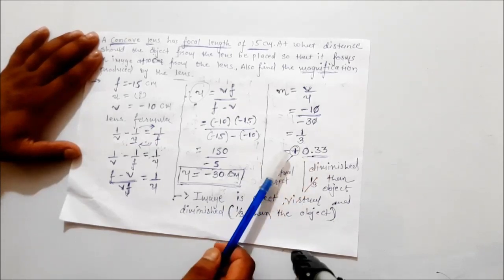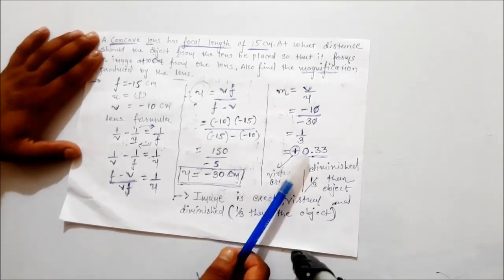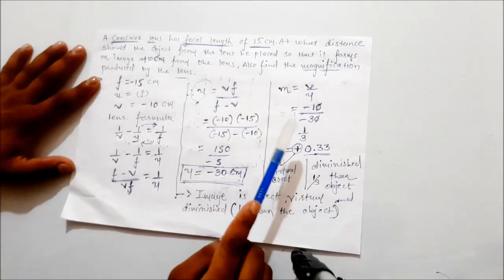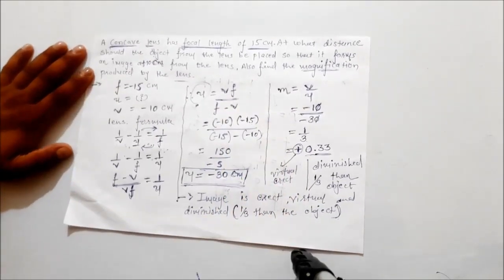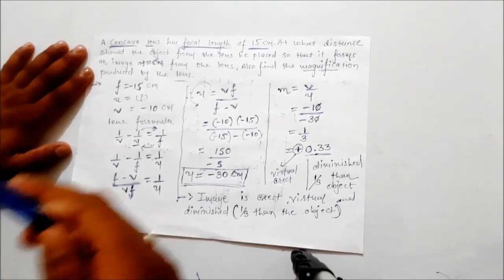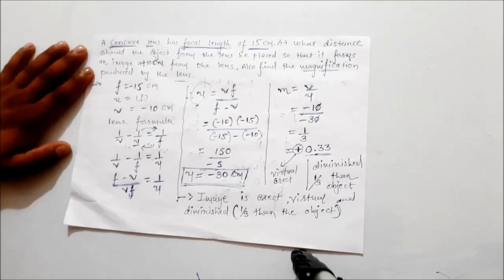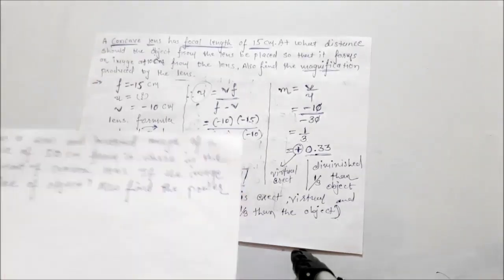By placing the values in that formula, we are getting magnification of positive 0.33. The positive sign shows that our image will be virtual and erect, and the value less than 1 shows that our image will be diminished, small. But as we can see, magnification is 1/3, means it is a third part of the object. So this way we have to calculate different types of sums.